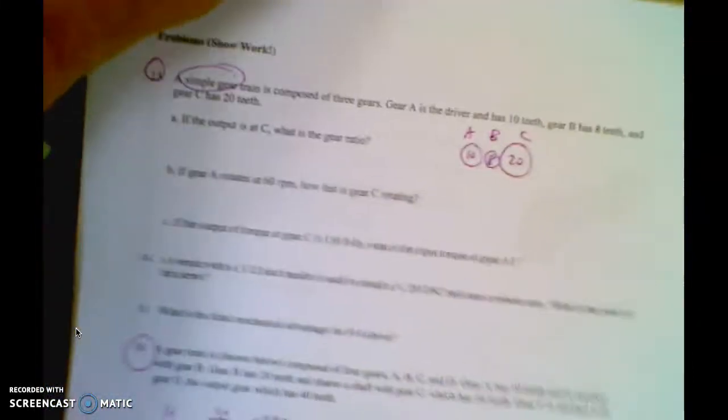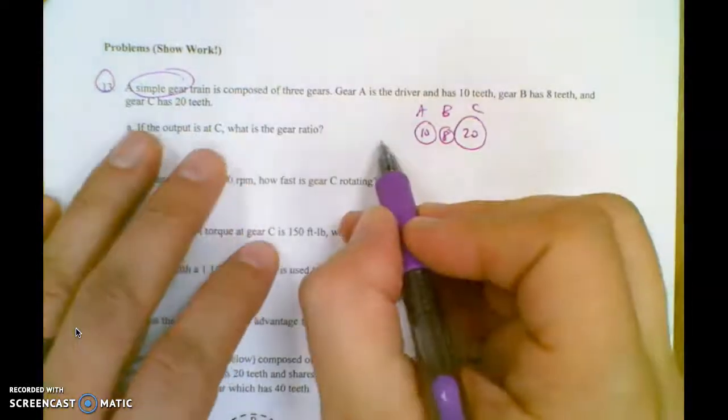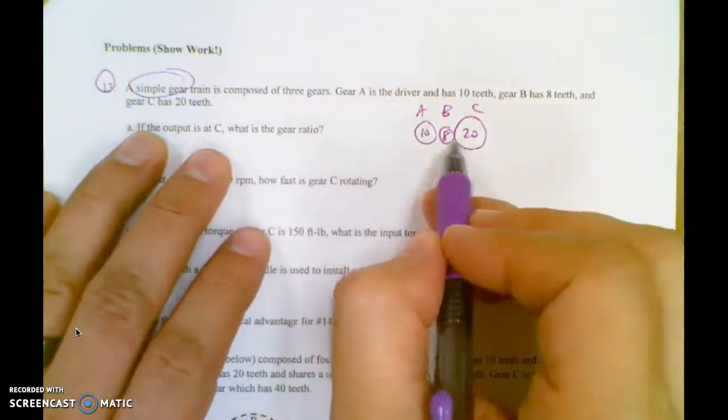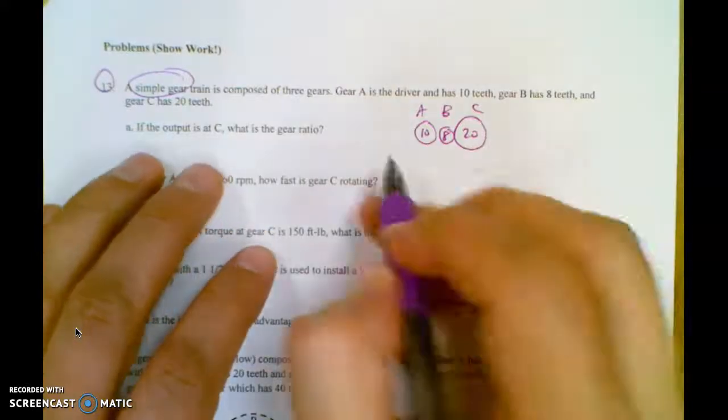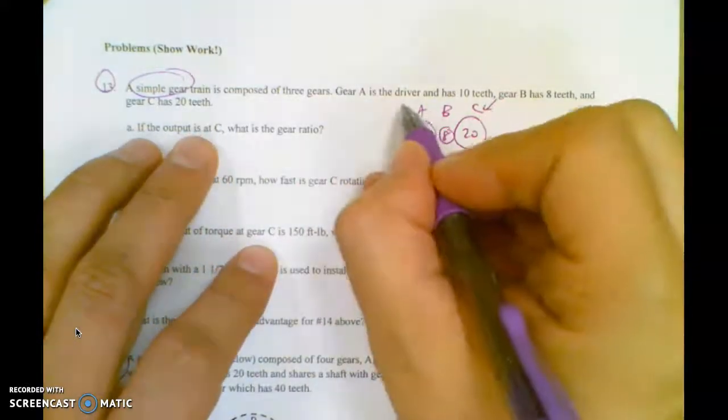Okay, now we're to the back. A couple of problems here. Wanted to do one simple gear train and one compound gear train. So simple gear train is just in a row. Gear A is 10, gear B is 8, gear C is 20. Now, it's important they told you which one's the output. There's the out, there's the in.